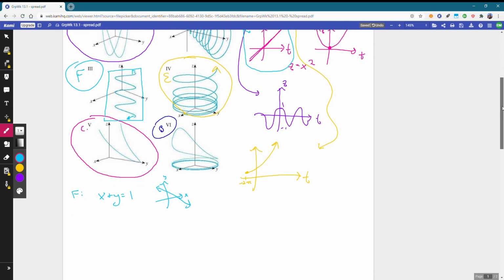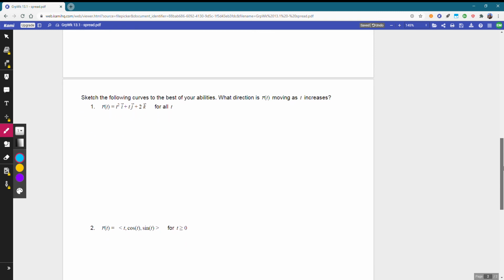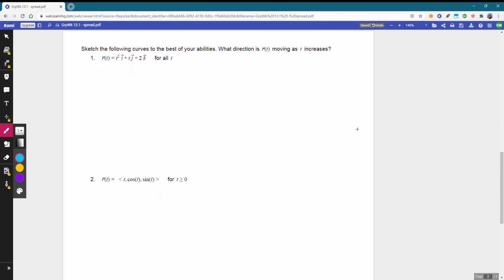All right, moving on down. Now we're sketching some curves using the vector functions, and we want to know what direction our vector function is moving as t increases. So looking at our vector function here, first thing I notice is that the z component is a constant. Right? If we want to write this in component form, it's t squared, t, 2. So the z values on all the points this is tracing out are equal to 2. So z equals 2.